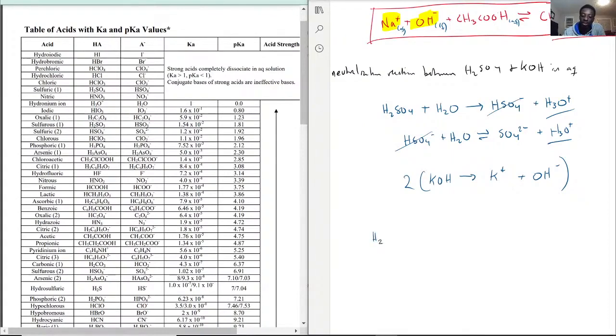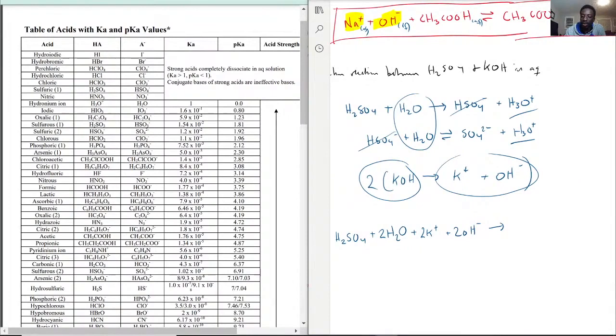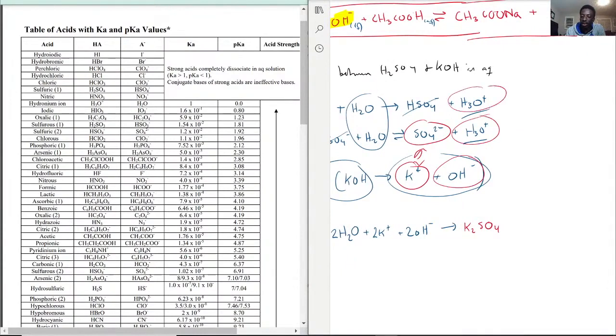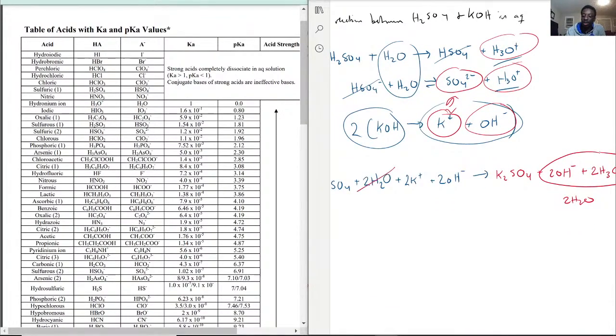So we have H2SO4 plus 2H2O plus, because they are dissociated in the water, 2K plus and 2OH minus, turns into K2SO4, and then we have 2OH minus plus 2H3O plus. And together, these two are actually just 2H2O. So now we have 2H2O here and here.